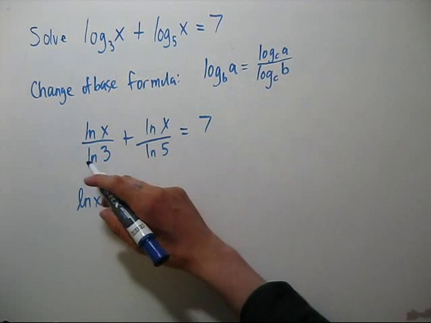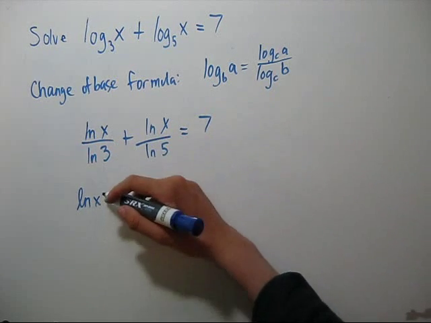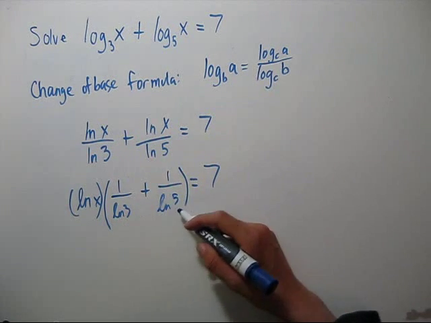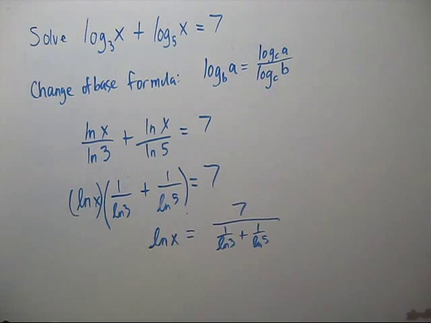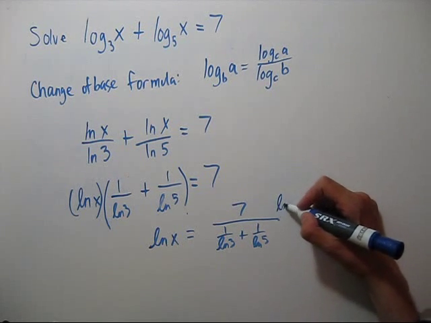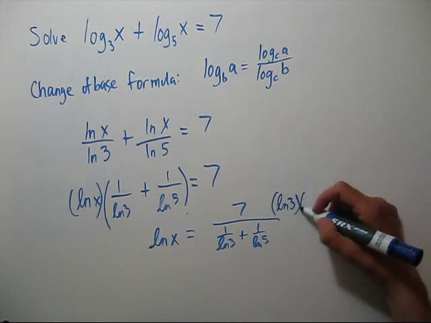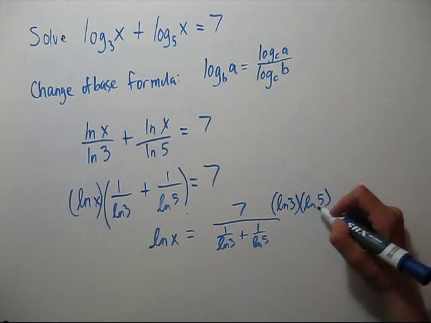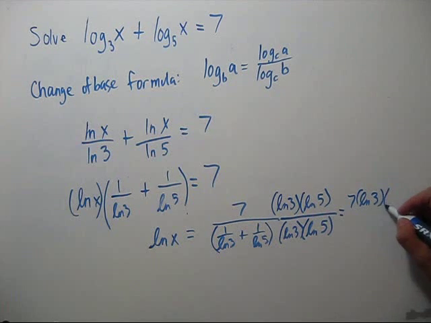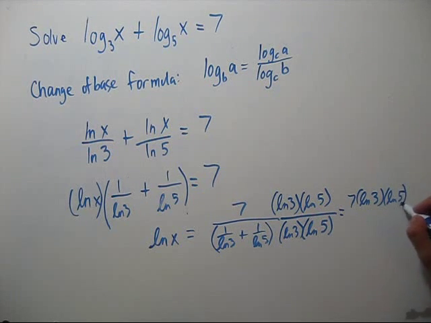Okay, notice we have 2 natural log of x's. So let's go ahead and factor them out. This part here is just a number. Let's go ahead and divide it. We have too many denominators going on, so let's go ahead and multiply the numerator and denominator by natural log of 3 times natural log of 5. So in our numerator, we just get 7 times the natural log of 3 times the natural log of 5.